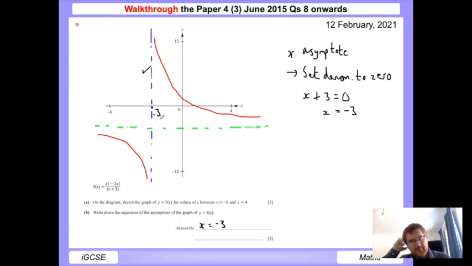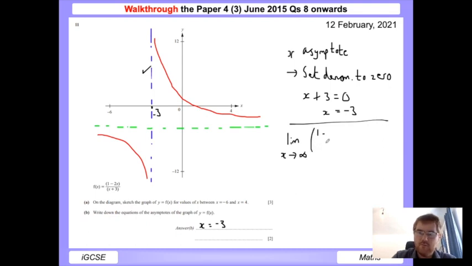And the y one's a little bit more tricky to work out. So I'm going to use a little bit of limit notation here, which we don't tend to do much at iGCSE. I want you to imagine that x gets infinitely big. So as x goes to infinity, have a think about that. Give yourself 10 seconds. If x goes to infinity, how important is this 1 here or 3? Have a think about that while I take a sip of tea.